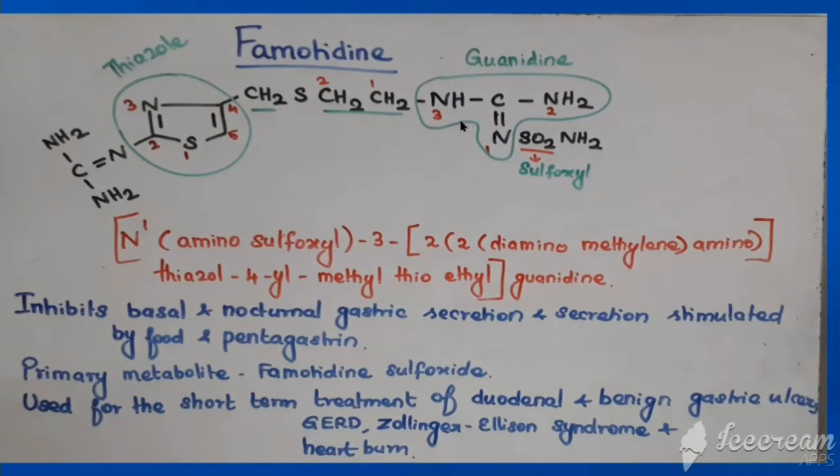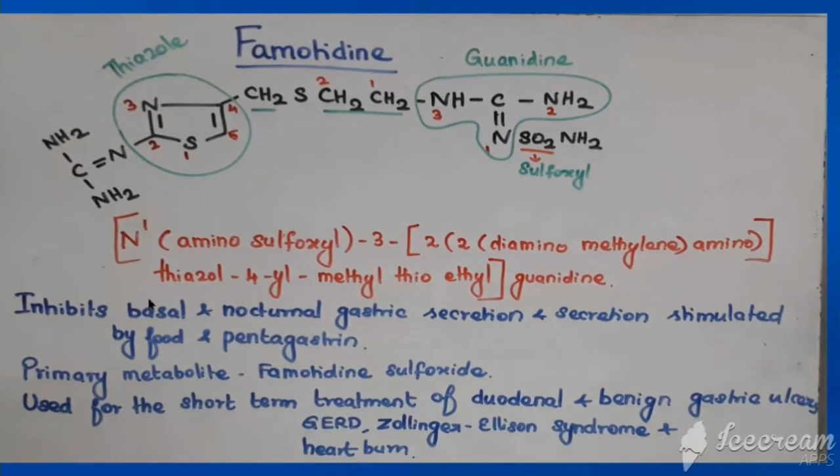So what is famotidine? That is having guanidine. First nitrogen is having SO2 NH2, and third nitrogen is connected with ethyl and sulfur, then methyl, and that is connected to thiazole, and that one is connected to nitrogen in second position, and that is connected to carbon by means of double bond. With the carbon, it is having 2 amino groups.